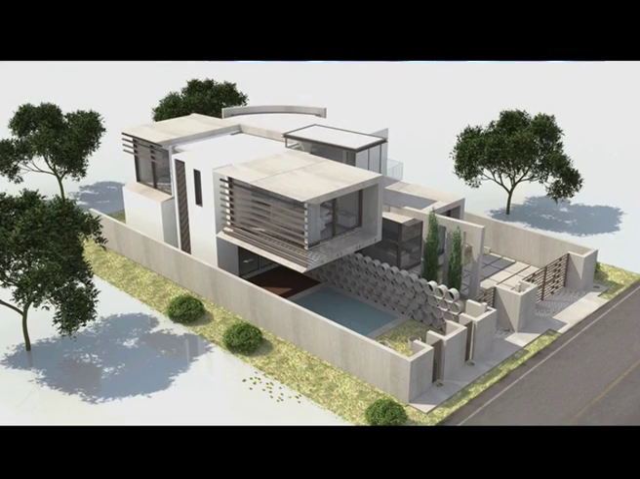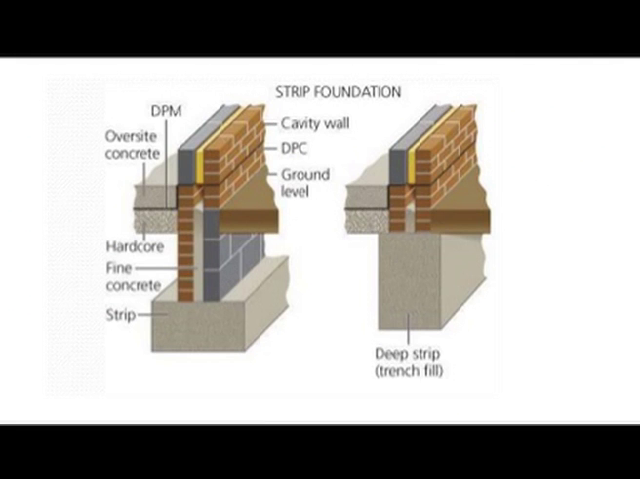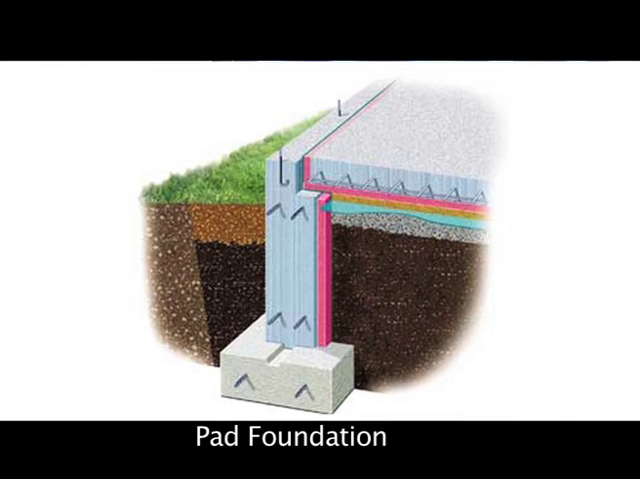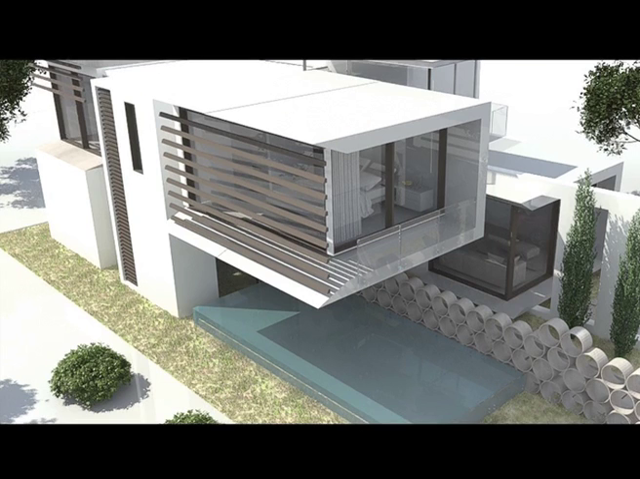This all depends on the engineer's soil report, and then in that case they can determine which foundation they're going to use. For this particular project, we're going to be using a shallow strip footing foundation and a pad foundation for the bases and the columns.